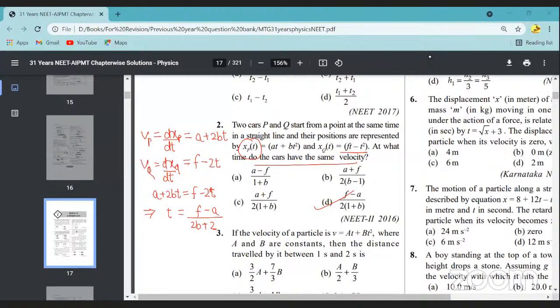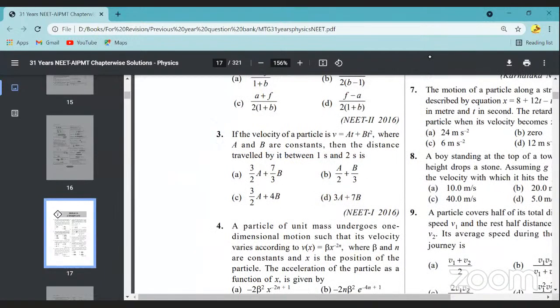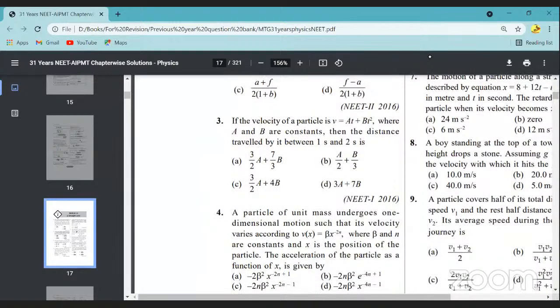Number 3. If the velocity of a particle is v, where A and B are constants, then the distance traveled by it between 1 second and 2 seconds. The velocity is given, so how do we find distance traveled from velocity? Just like when x is given we know how to find v and a, similarly from v we can also find s.